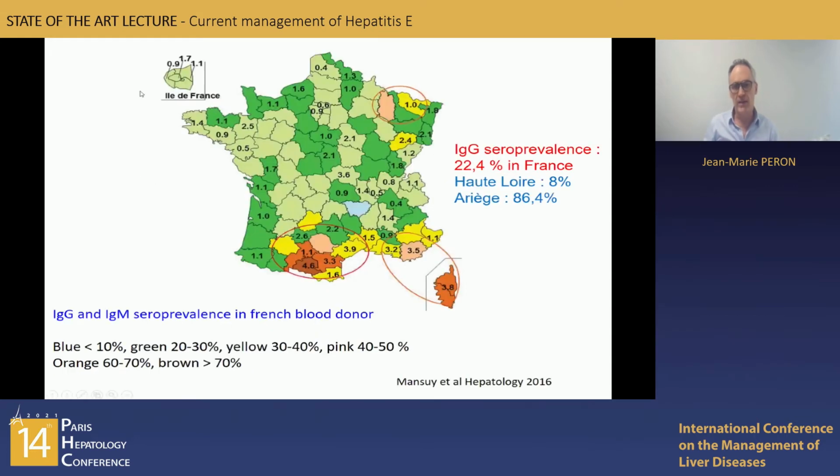France, you can see that this is a study on blood donors. So we tested IgG seroprevalence in blood donors, and you can see that the mean IgG seroprevalence is 22% in France. But actually, it varies from 8% in Haute-Loire, which is here, to 86%, which is really a hot spot in Ariège, close to where I live here. So you have great diversity in the seroprevalence, even within a single country.